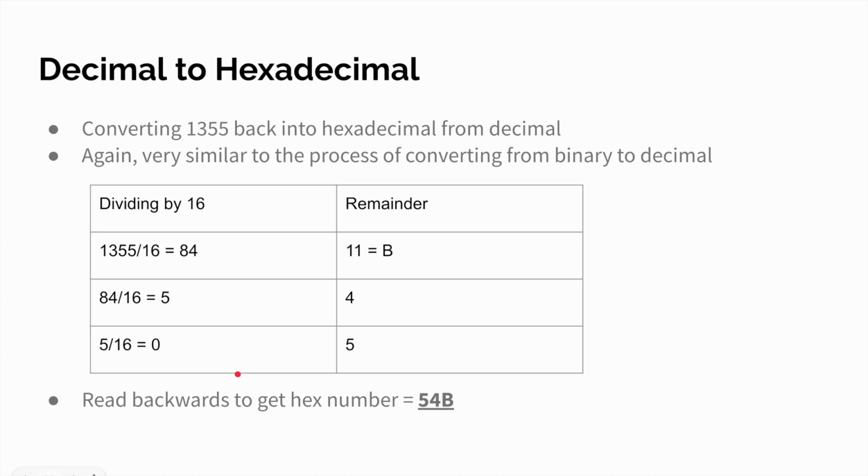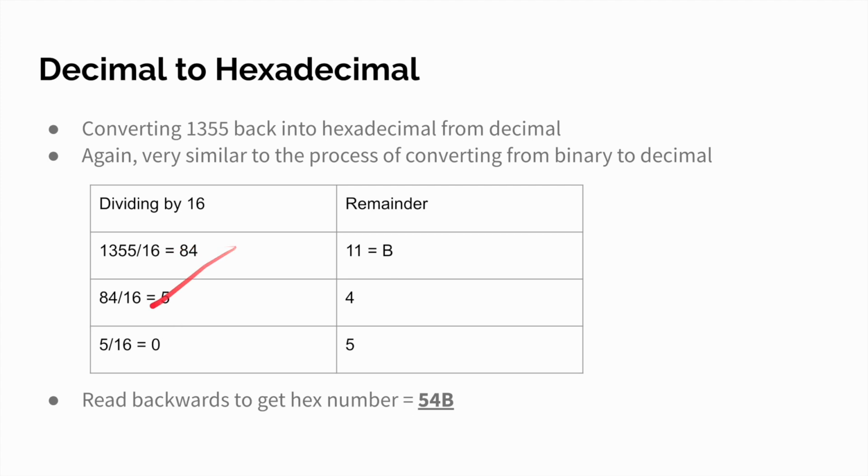Then back again from our decimal to hexadecimal. Again, this is a very similar process. It's just using 16s really instead of 2s. So we take this number, we divide by 16, you get 84, remainder 11. And remember, we know that 11 is B. So we say that the remainder is B.